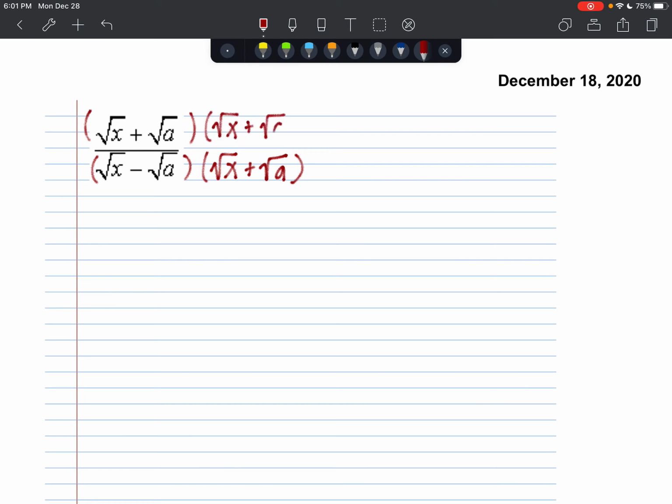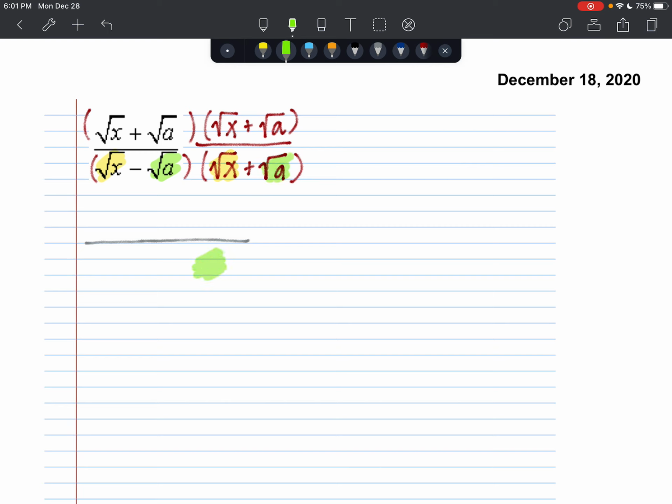And you're going to see that in the numerator, we're going to actually end up multiplying a binomial times itself. So I'm going to go to the easier part here. The easier part happens to be, in this case, the denominator, because we're going to have the square root of x times the square root of x is x, and the square root of a times the square root of a is a. So we've got x minus a as a binomial in the denominator.